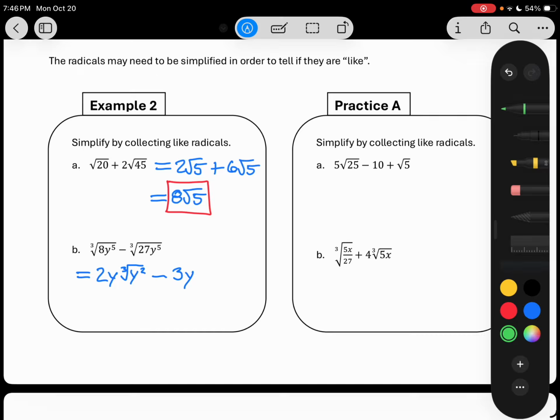So what's going on here is we've got the cube root of y to the 5th. That's the same thing as the cube root of y to the 3rd times the cube root of y to the 2nd, if you remember that from last lesson. So then we still have the cube root of y squared. And now, if you look at that, we actually do have like radicals. We have the cube root of y squared and the cube root of y squared. So we can subtract these: 2y cube root of y squared minus 3y cube root of y squared would give you negative, technically 1, but we don't need to write it because it's being multiplied. So negative y cube root of y squared is our final answer. That one's a little tricky.